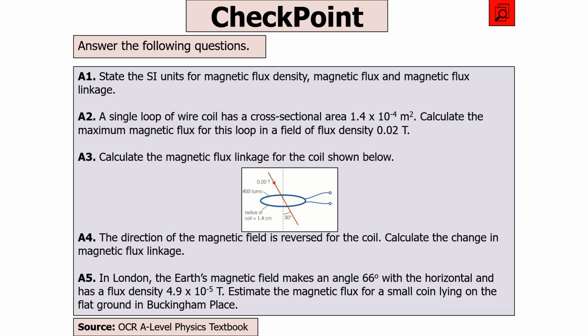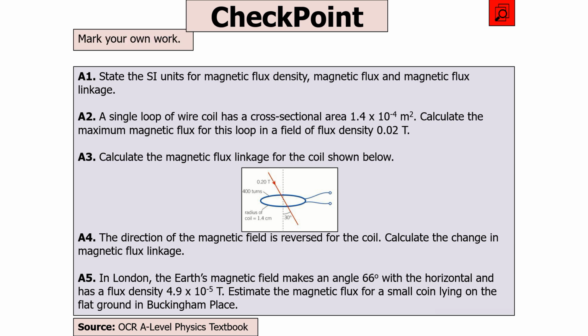Then in London, the Earth's magnetic field makes an angle of 66 degrees with the horizontal and has a flux density of 4.9 times 10 to the minus 5 teslas. Estimate the magnetic flux for a small coin lying on the flat ground in Buckingham Palace. So pause the video now, then unpause the video when you want to go through your answers.